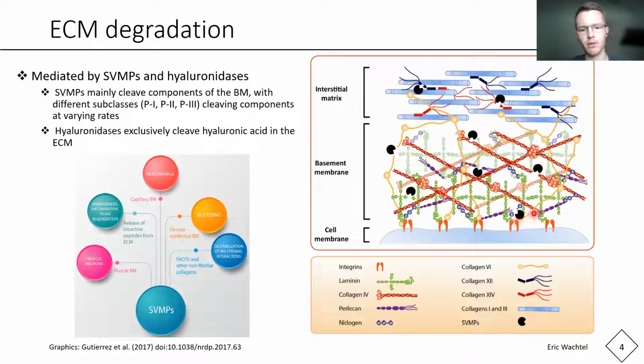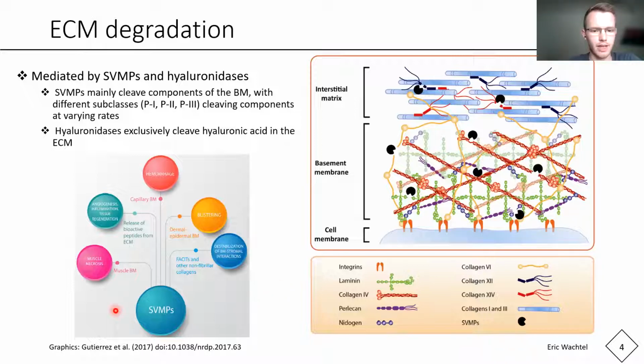Mainly the basement membrane components are attacked by these types of toxins, and different subclasses, which are your P1, P2, and P3 SVMPs, cleave different components or the same component at varying rates. So they have different cleavage efficiencies. Then the hyaluronidases exclusively cleave the hyaluronic acid, which we can find basically intermingled in the spare room, so to speak, between the collagen fibers, and acts like a spreading factor.